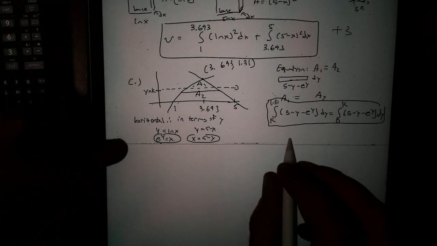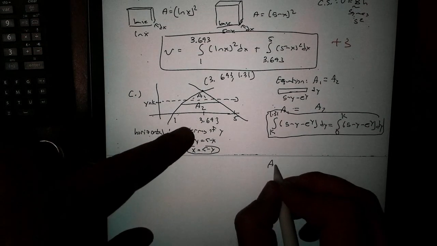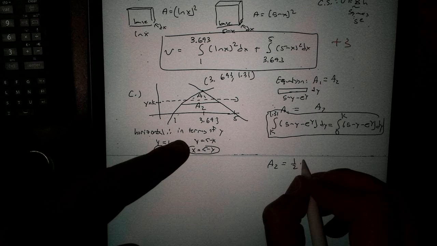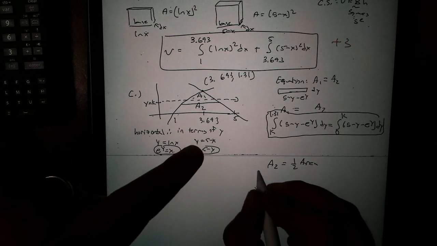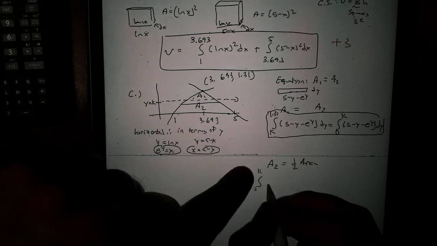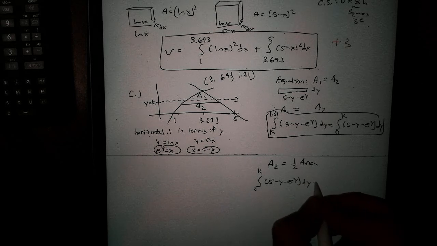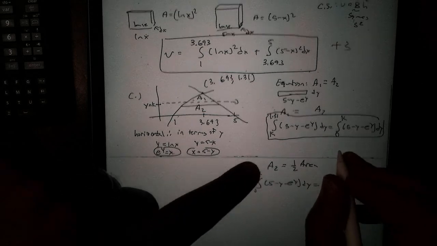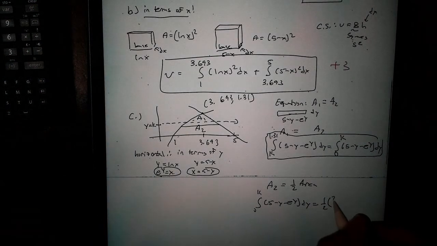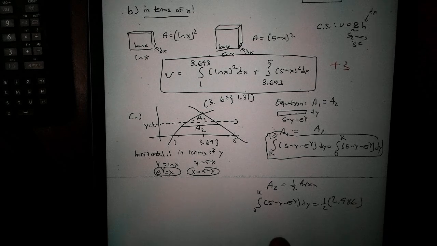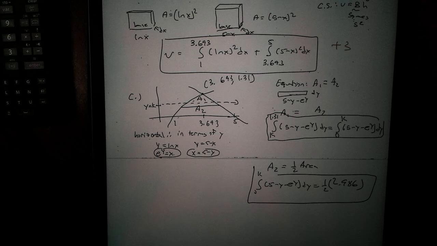There's another way you can do it. In part A, we got the area. You could say, like, A2 equals half the area. So how would I find A2? Well, that would be from 0 to k. Are you okay with that? 5 minus y minus e to the y dy equals 1/2. Well, from part A, we said the area was 2.986. And that's another way we can solve it. And there's many other ways you can actually take a look and solve this equation right here.